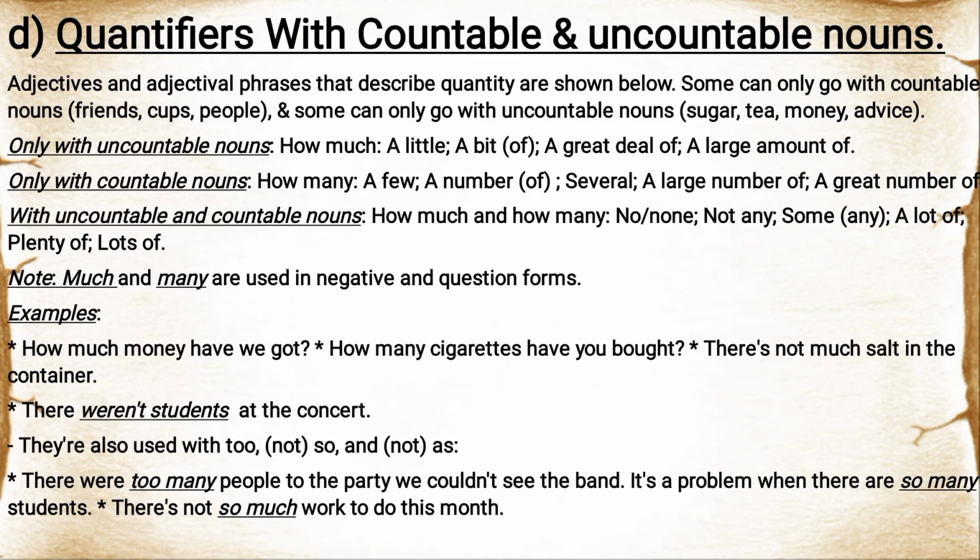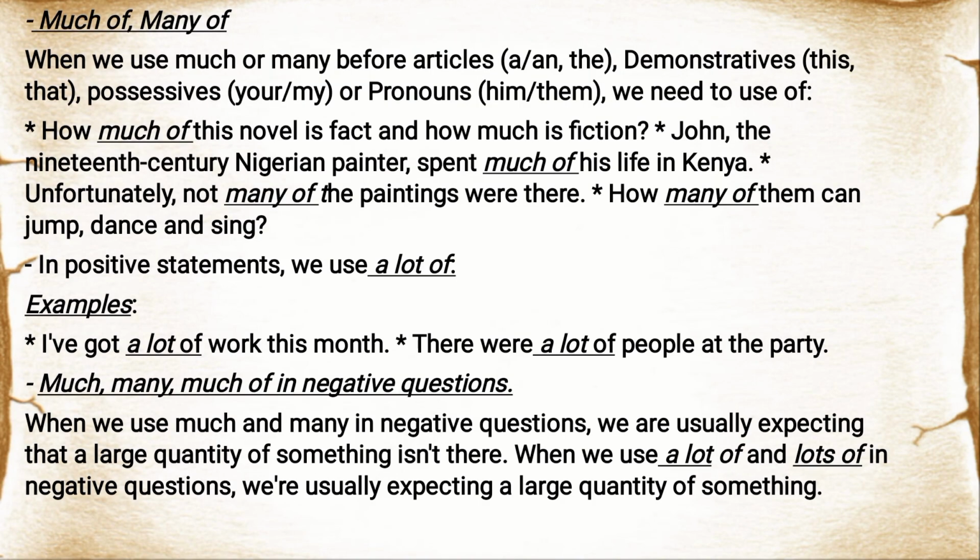Note, much and many are used in negative and question forms. Examples: How much money have we got? How many cigarettes have you bought? There's not much salt in the container. There weren't many students at the concert. They're also used with too, so, and as. Examples: There were too many people at the party, we couldn't see the band. It's a problem when there are so many students. There's not so much work to do this month.